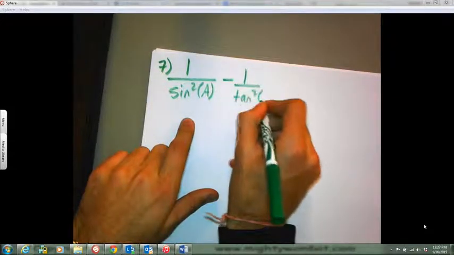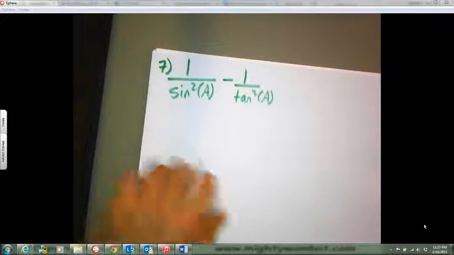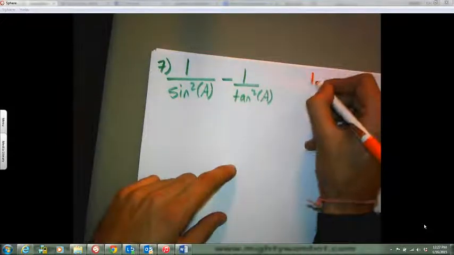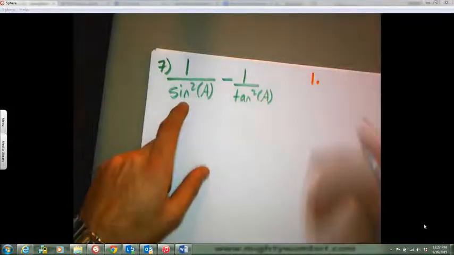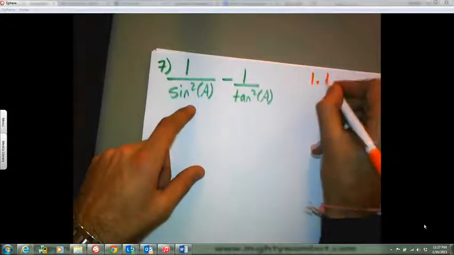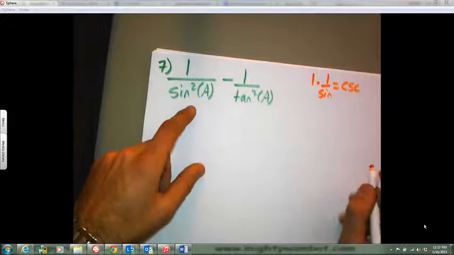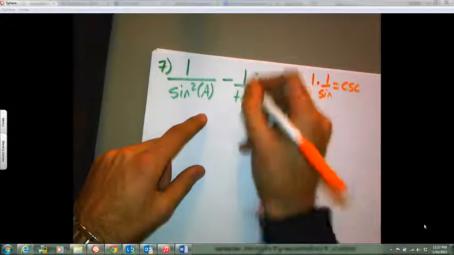So here we have 1 over sine squared A minus 1 over tan squared A. And again, I have no idea where to start, so I'm going to try some different things. Let me write down what my possibilities are. So maybe when I see 1 over sine, I'm thinking, well, maybe I need to use cosecant. That's one possibility. When I see 1 over tangent, I'm thinking maybe I need to use cotangent.